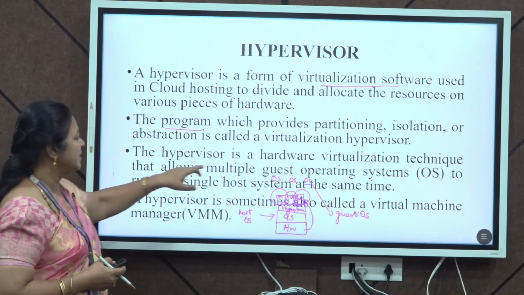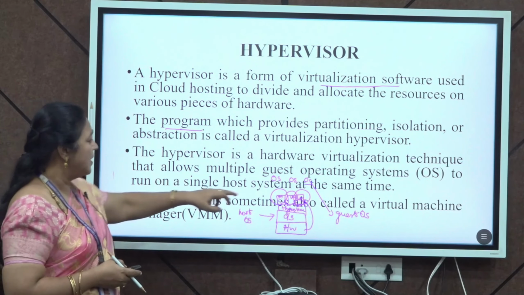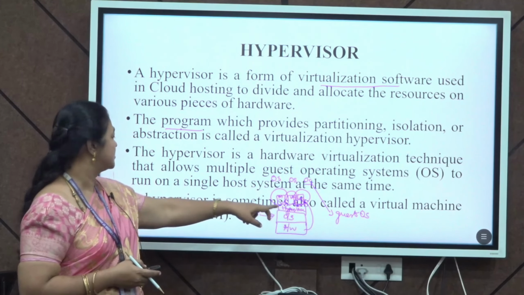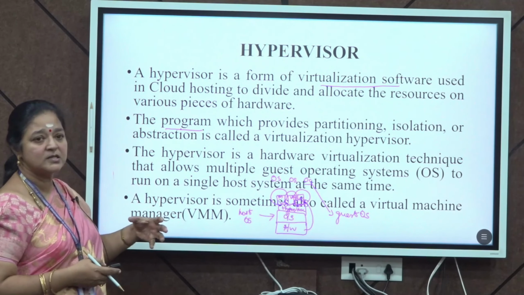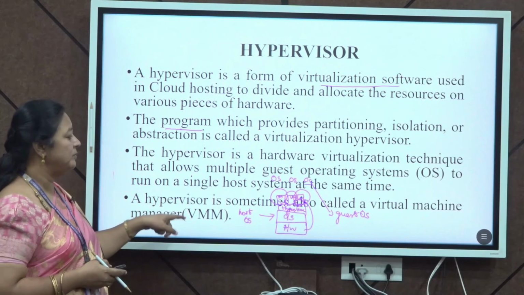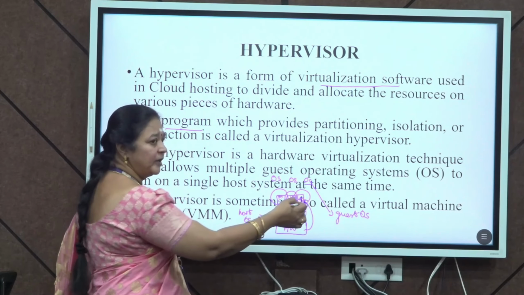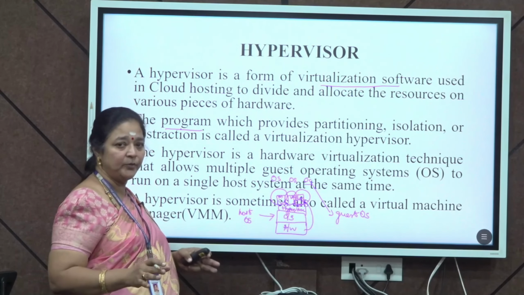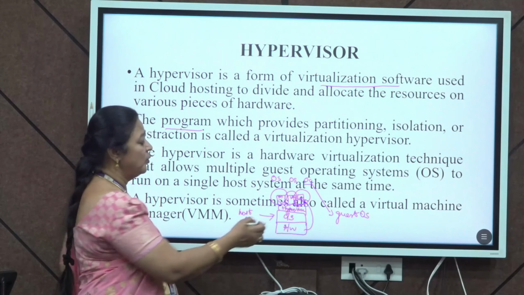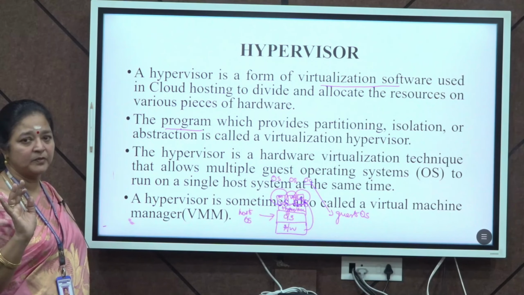So with this idea, we'll revisit the definition that was given. The hypervisor is a hardware virtualization technique that allows multiple guest operating systems to run on a single system at the same time. It is sometimes called a virtual machine monitor. So if you want to have multiple operating systems that run on a single computer, this is possible only if you have a hypervisor installed in your system, right?